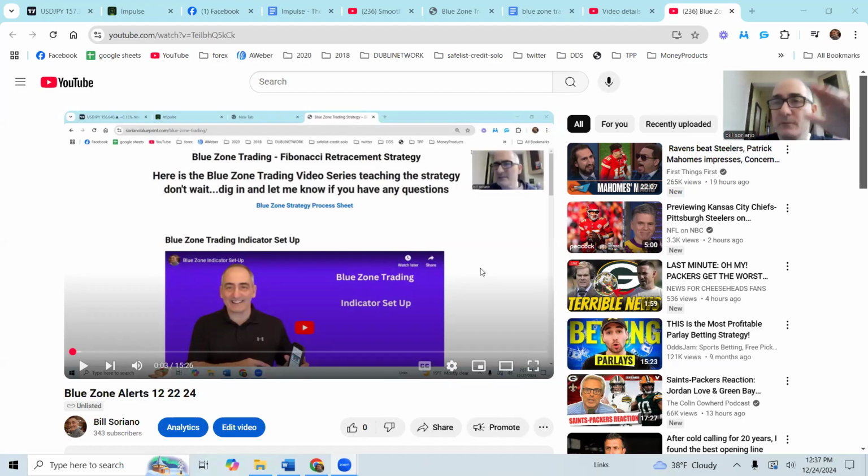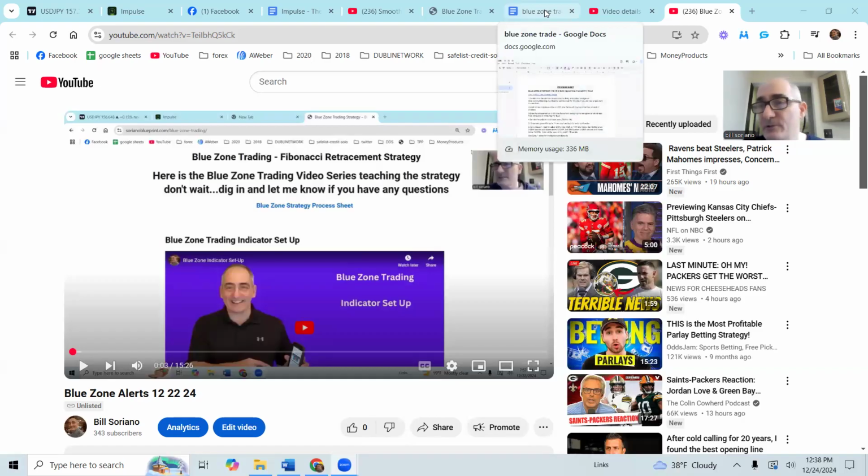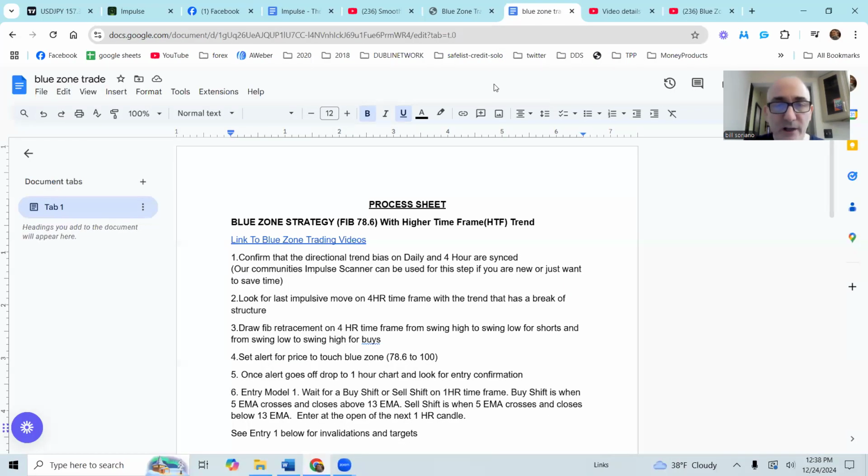Now remember, the Blue Zone trading strategy is a trading strategy I've presented to you guys. It's free to you. You don't need to be a customer of our community or the company that we're with in order to get this strategy right now. Anyway, it's basically a Fibonacci retracement strategy. So it uses the higher time frame, right? Here's the process sheet for it. There'll be a link in the video for you to check it out.